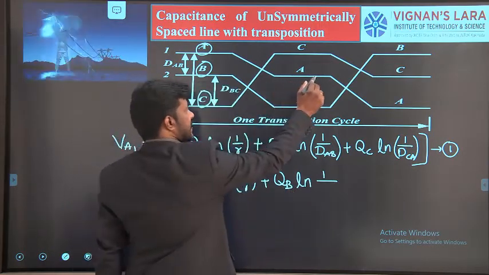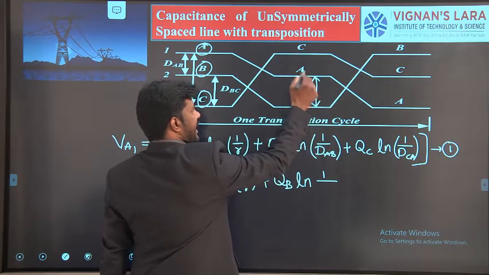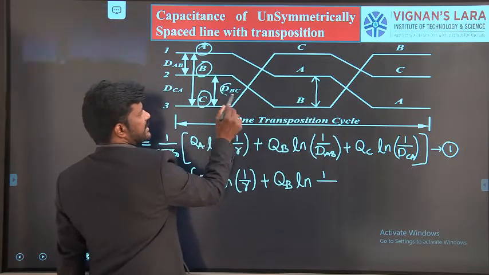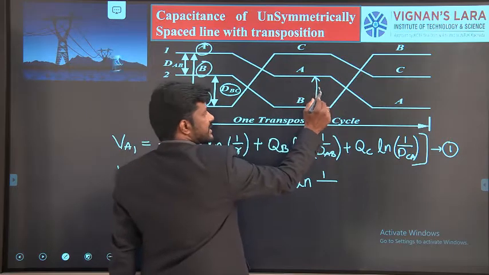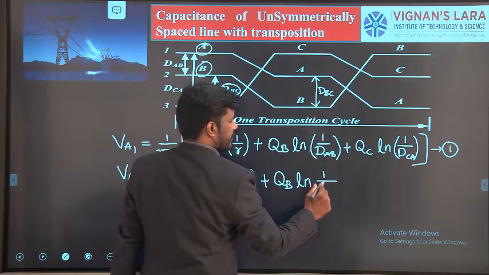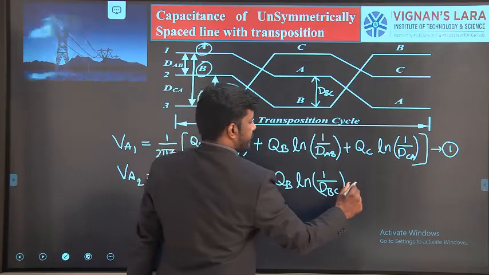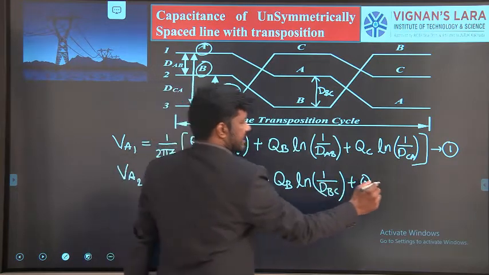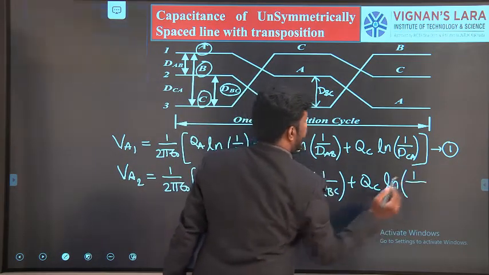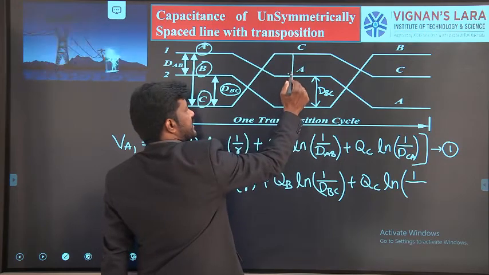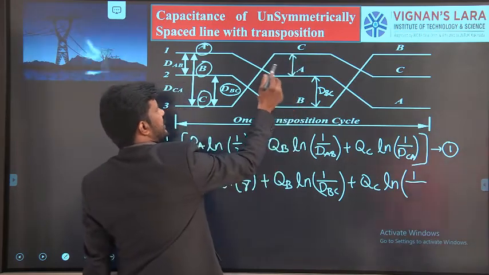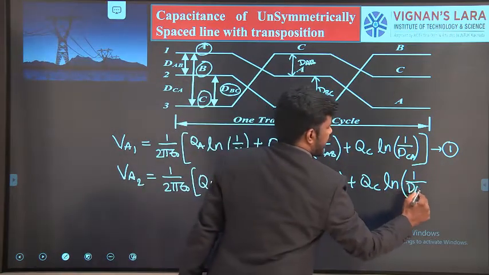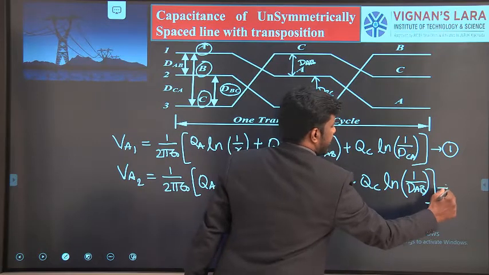What is this distance? This is the distance between B and A in the second section. This distance we have already identified in section 1 as DBC, so I write it here as DBC. Plus QC in the second section, having a term ln of 1 by the distance between C and A in the second section, which is DAB. Then I write here DAB. Let it be equation 2.